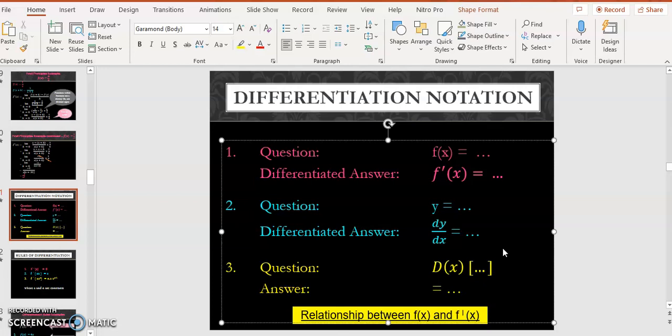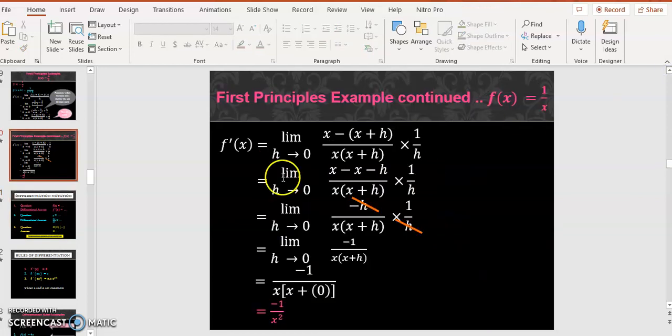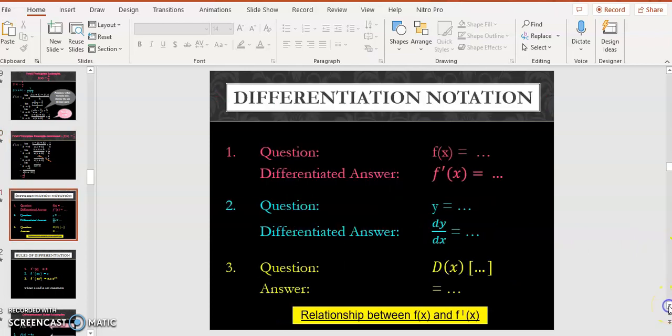Okay. In our previous video, we were looking at the last question on differentiation from the first principle, and we explained all this. And this was the final answer we got. So today we are not going to talk much here. We are going to look at differentiation using the notation.